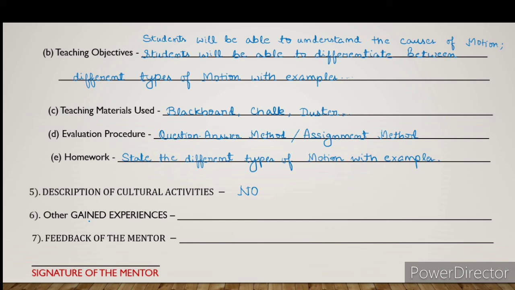In other gained experience, what was your experience while taking the class? Few were slow learners, they were not able to get what was being taught in the class. You can write anything, like some students were disturbing the class. What experience did you gain while conducting the classes? So here I am writing, few students were very slow learners.